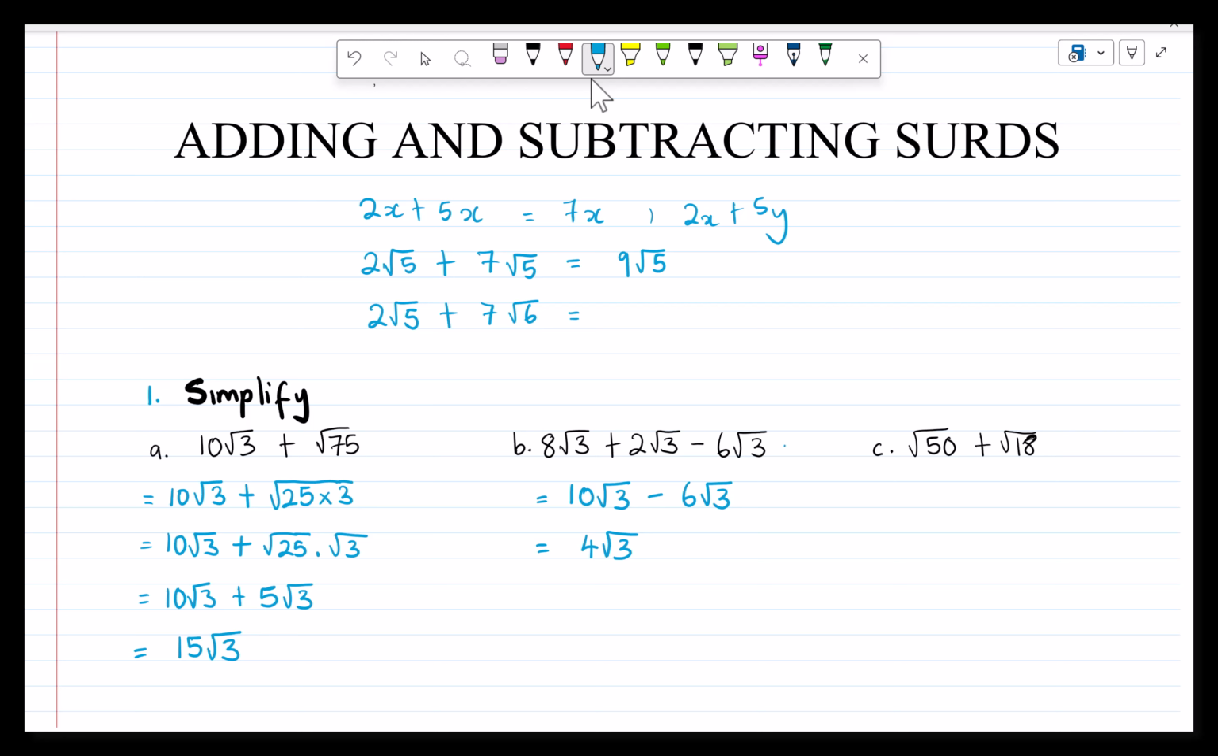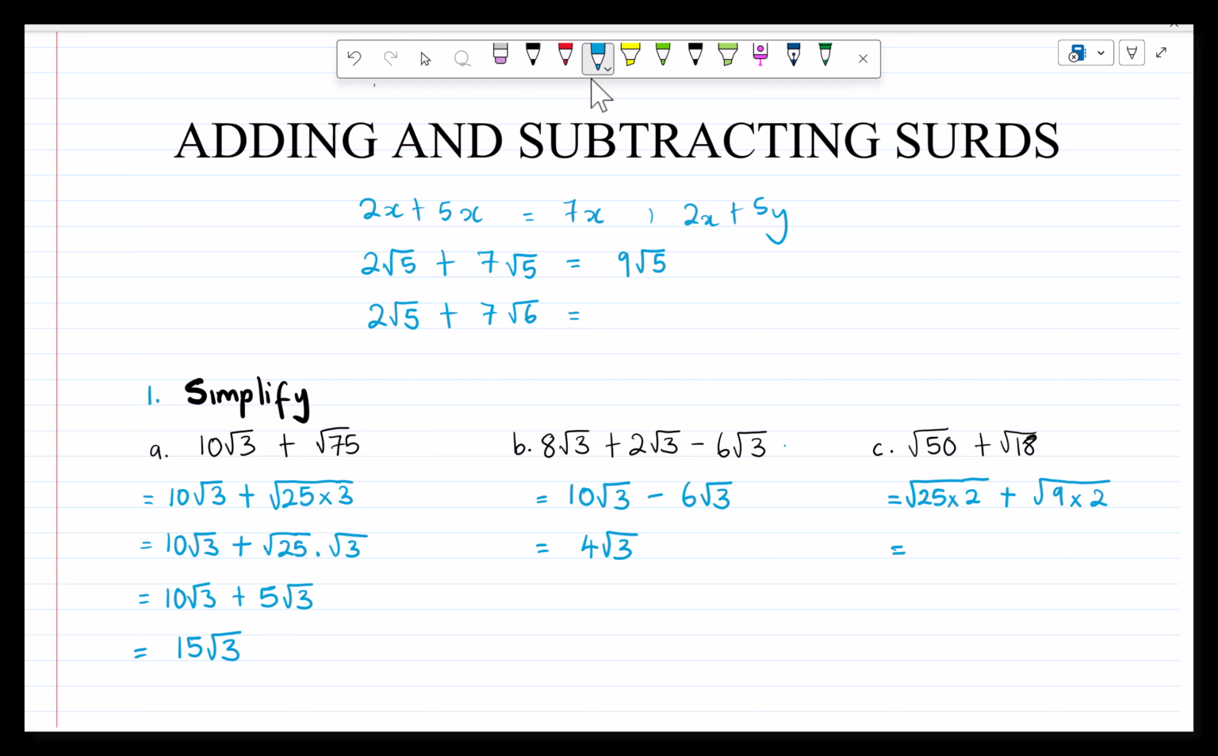And then part C, we have root 50 plus root 18. Now we can get these two to be similar by multiplying. Root 50 would be root 25 times 2, plus root 18 would be root 9 times 2. Remember, I said in my other video, for you to simplify root 50 or root 18, we try as much as we can to find whether we can get a perfect square from the given number. So here we had 50, and we know we can multiply 25 by 2 to get 50, and 25 is a perfect square. Same goes with root 18, where we got 9 times 2. 9 is a perfect square.